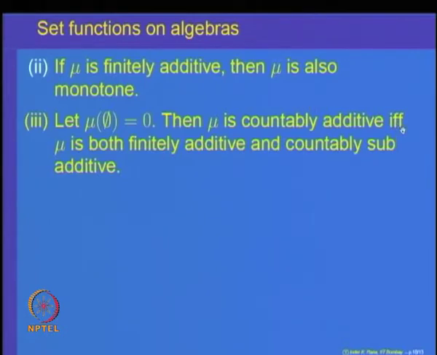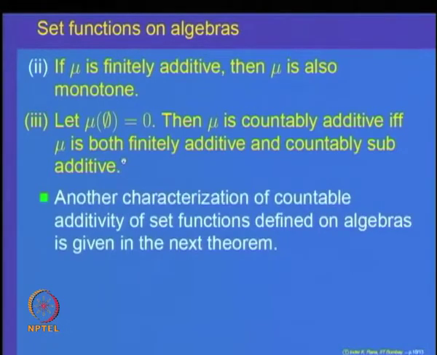So, the note here: if and only if, we have proved both ways. So, if and only if mu is both finitely additive and countably subadditive. So, this is a characterization of countable additiveness of set functions, but of course, the domain of the set function should be an algebra, that is important. So, this is a very useful criterion for countable additivity.